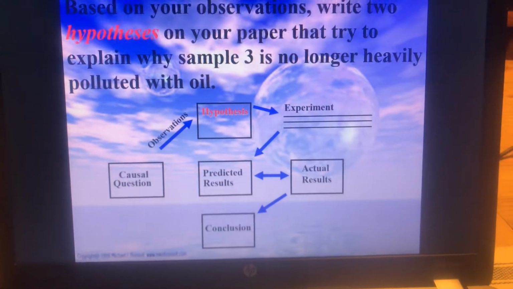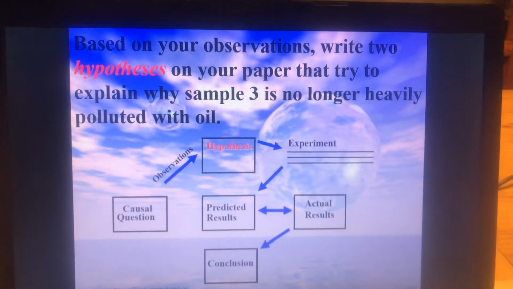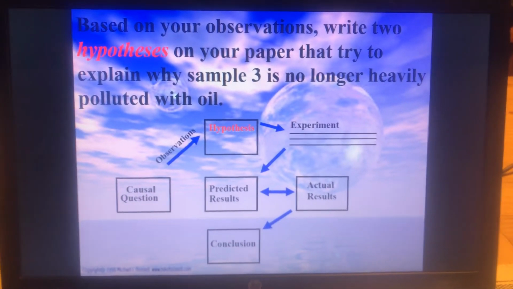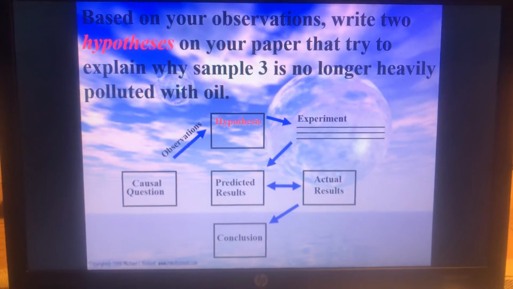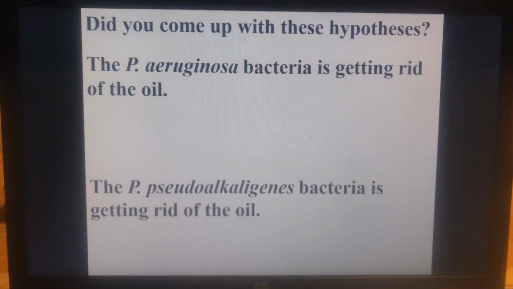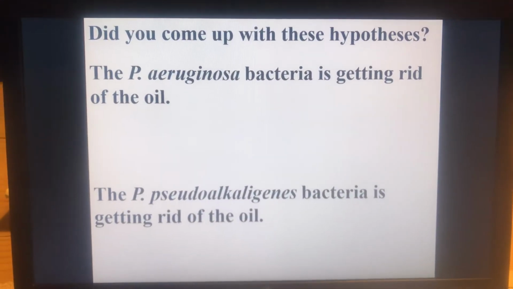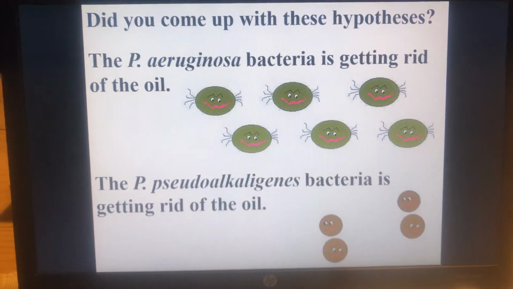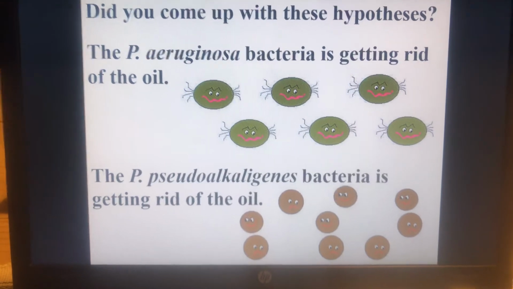Okay. Based on your observations, write 2 hypotheses on your paper that try to explain why sample 3 is no longer heavily polluted with oil. Did you come up with these hypotheses? That the PA bacteria is getting rid of oil? Could that possibly be? Okay.